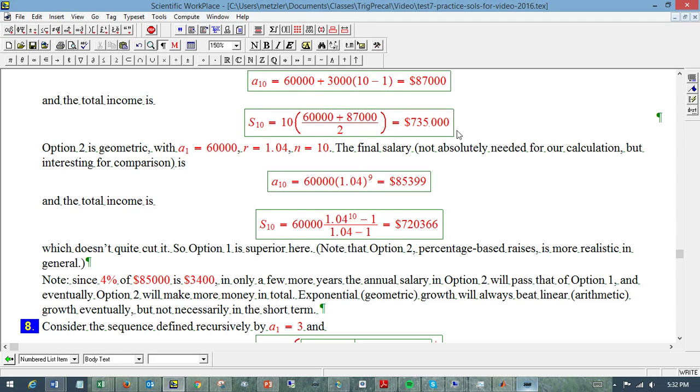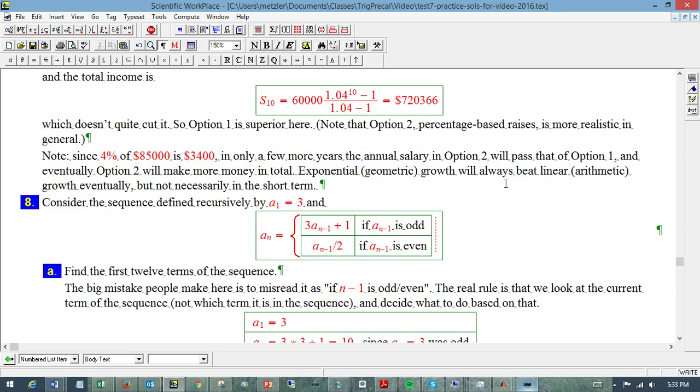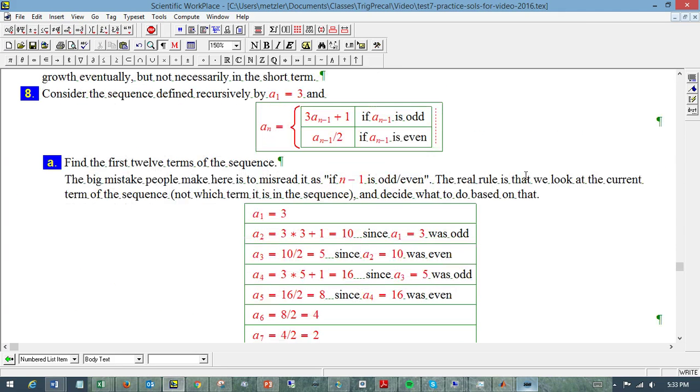And if you want to figure out which one wins, or when does the percentage-based raise beat the flat fee raise, the $3,000 a year. Okay, so here's a rather different one. I think I'll just do this one and then quit for today.